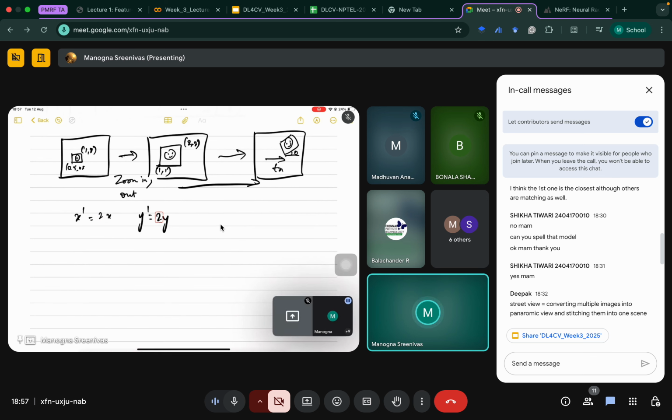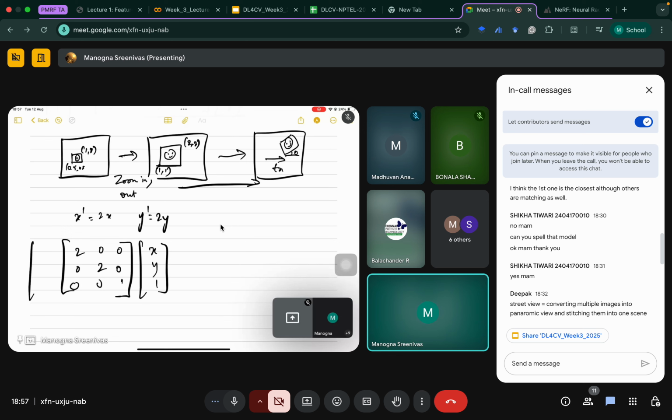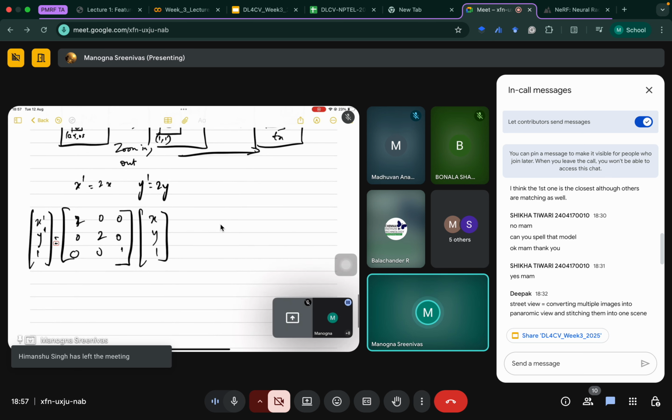So to scale, I would have x y 1, and the matrix would be 2 0 0; 0 2 0; 0 0 1, right? I can call it some scaling factor r. It could be zooming in or zooming out, 0.5x or 2x based on this.